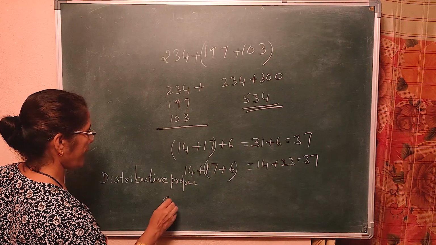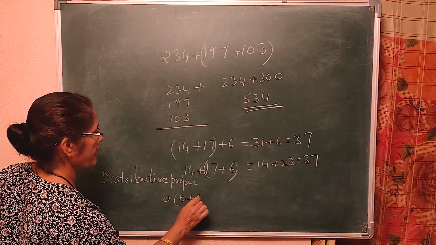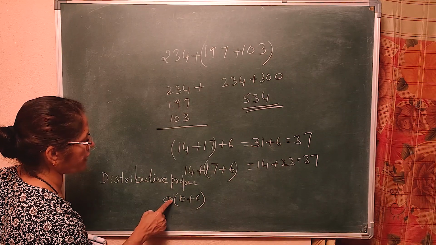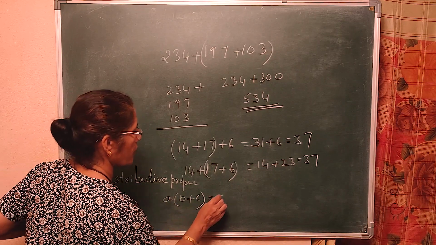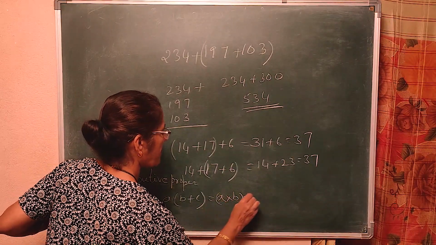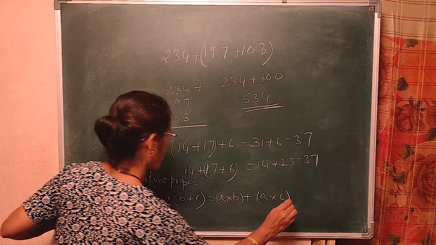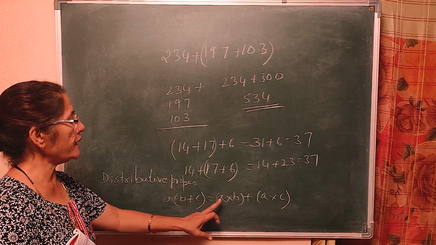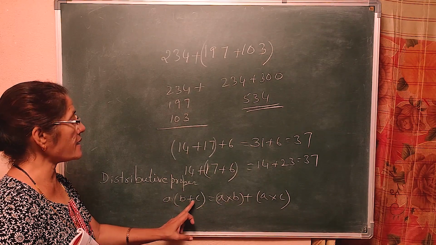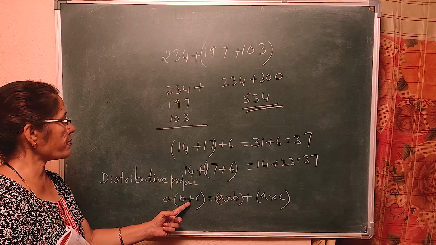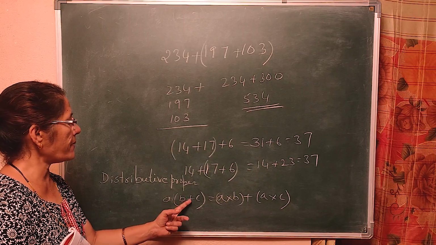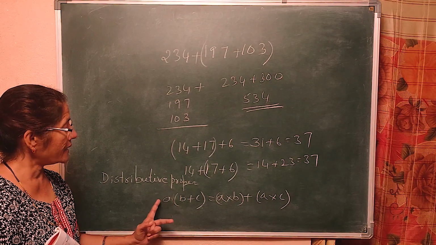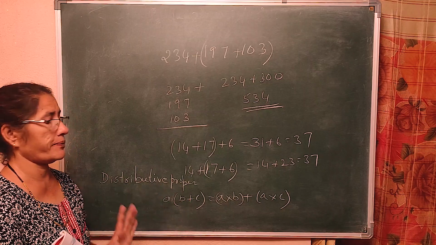According to that, A into B plus C. How to read? A. If you put into sign, you can put. Otherwise, you need not put also. Is equal to A into B plus A into C. What is that property? A into B plus C is equal to A into B plus A into C. If there is plus sign in between, A into B plus A into C. Suppose there was minus sign, what you would do? Answer A into B minus A into C.